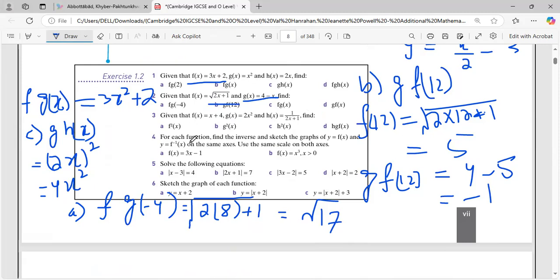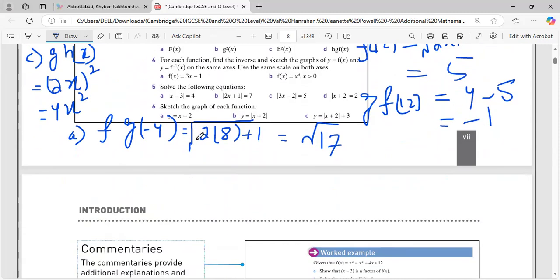Next, question 4 is, for each function find the inverse and sketch the graph of y equals f of x and y equals f inverse of x. It means if y is equal to f of x, then y equal to f inverse of x is the inverse of this function, on the same axis, using the same scale on both axes. Now see how to find the inverse.